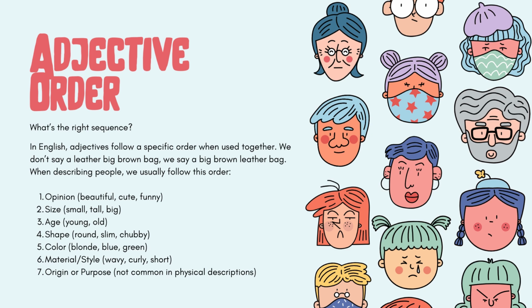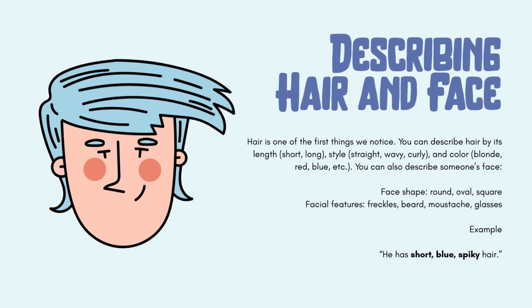Then we talk about the color. Could be blonde, could be blue, could be green. Then we talk about the material or a style, which could be wavy, short, or even curly. And then we use the origin or purpose, which is not commonly used in physical descriptions.